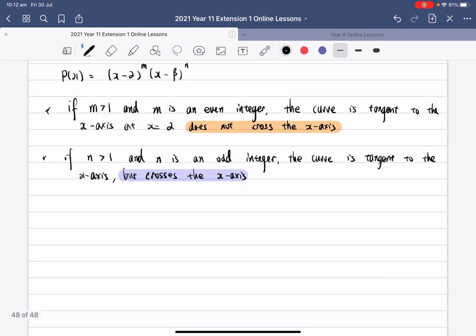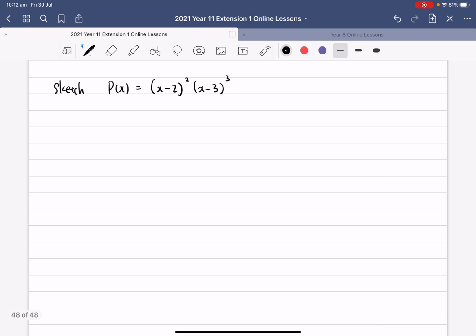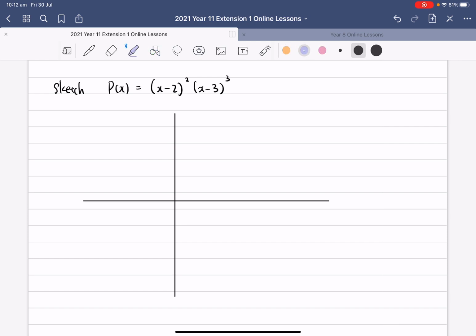Now, we've done this before when we sketched curves, right? So if we need to sketch P of x equals (x minus 2) to the power of 2, (x minus 3) to the power of 3, for example, we've done this before with polynomials. Remember the first step is to identify the zeros, which are 2 and 3. Then look out for the leading coefficient. The leading coefficient is positive, so the curve starts from the top right. And then we're going to go through.